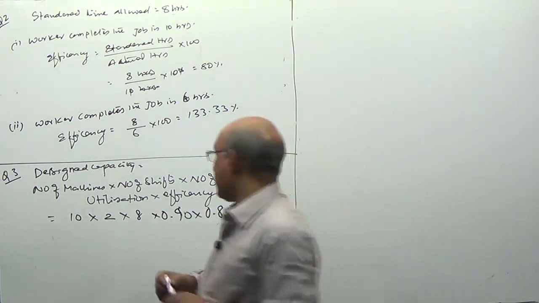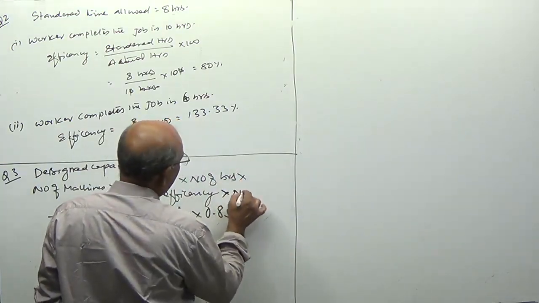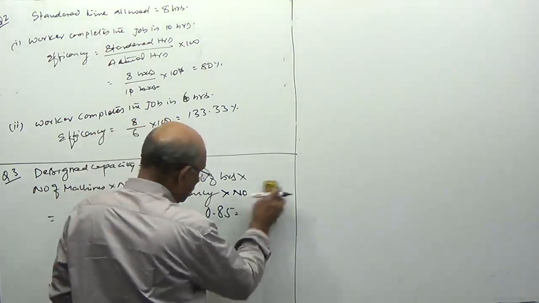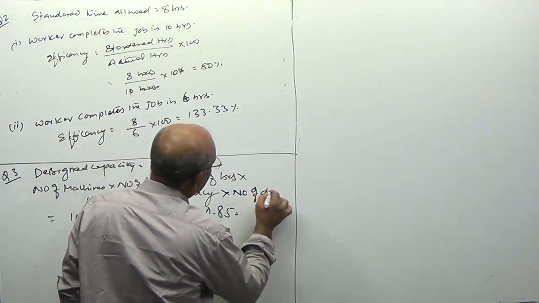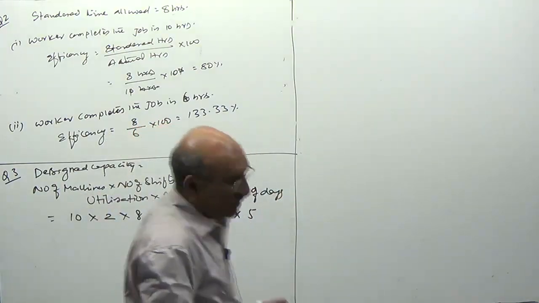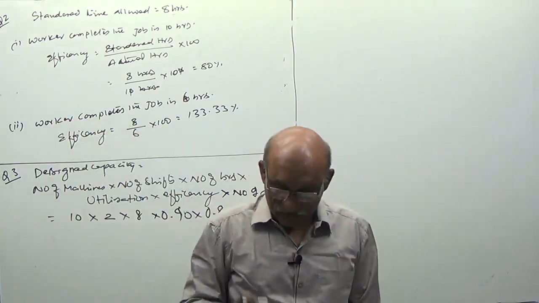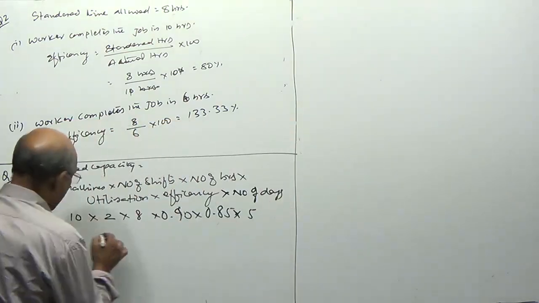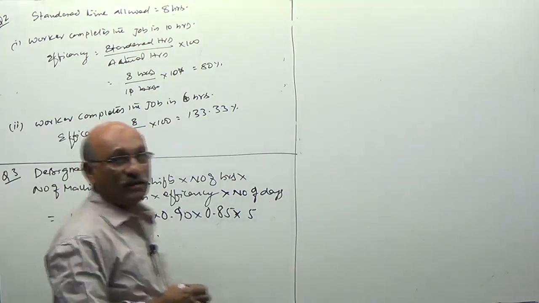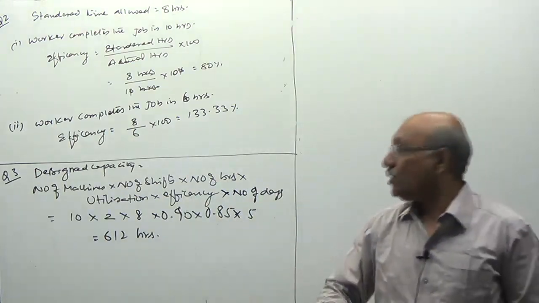Number of days is not taken. Into number of days. Into 5. How many days? 5 days in a week. So this is into 5. 612 standard hours. This is the answer to calculate the designed capacity. Okay, sir. Note down the solution.